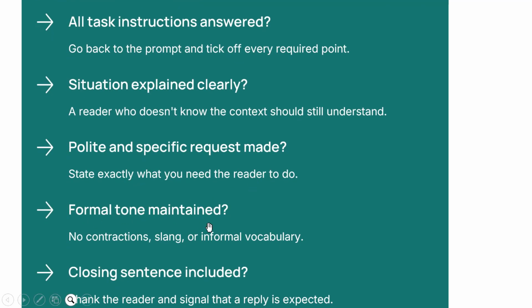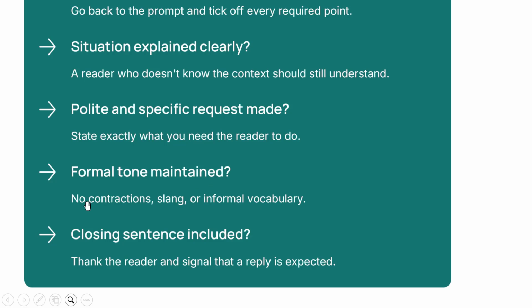Next, formal tone maintained: we have to use formal language. For example, it should not include contractions. It should not include slang or informal vocabulary. Avoid using any of them. As an example, we may have "doesn't", which is a contraction. Instead, what should we use? "Does not". Or "can't" is a contraction. So in formal emails, we had better avoid these contractions, or slang, words that are very common among a specific group of people and are not general words.